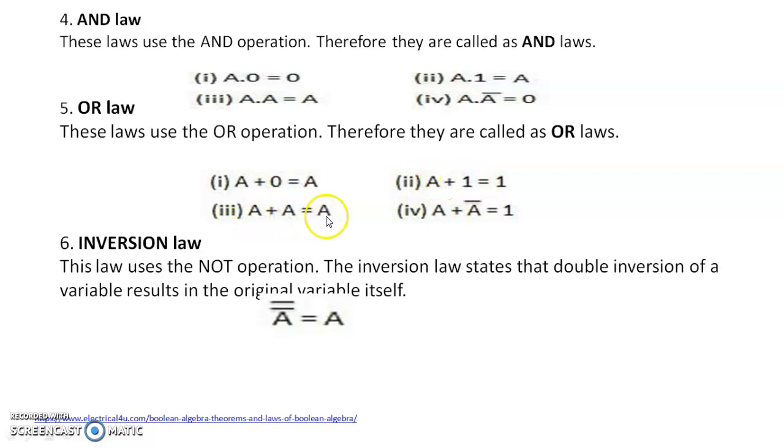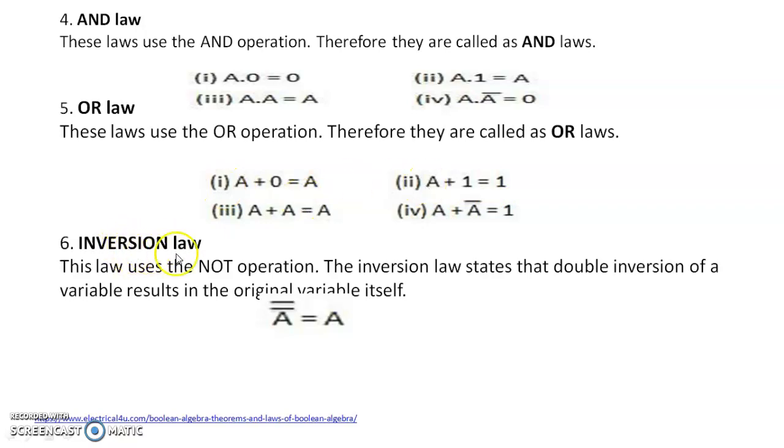Next is A plus A is equal to A. Here we consider the value of A as 0. So 0 plus again 0 makes 0. If you take the value of A as 1, so 1 plus 1 is equal to 1. Because any one of the input is 1, the output will be 1. Next OR law is A plus A bar is equal to 1. So here the A value is 0 and 0 plus 1 is equal to what? 1, because here already the 1 input is present over here. So this is OR laws.